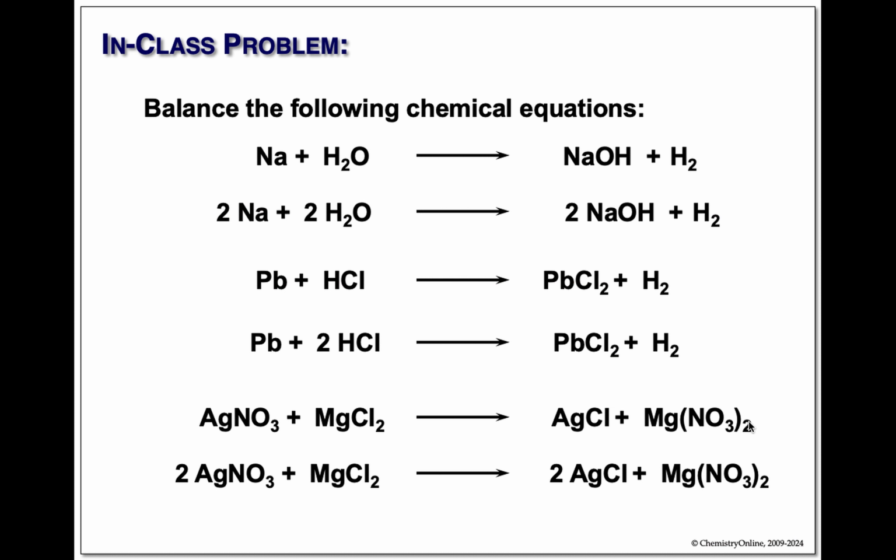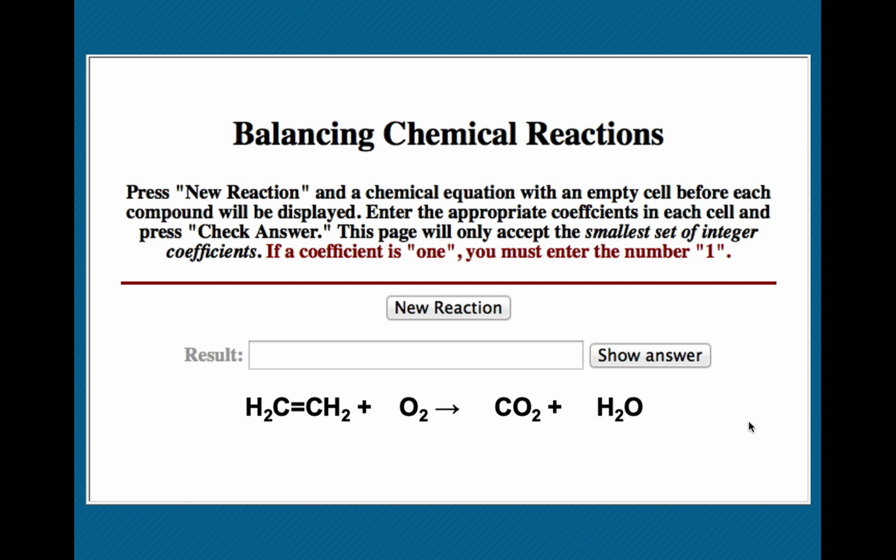Now, of course, there's a tutorial here. Balancing chemical reactions, it's called. On the one online, there will be little fields here. You simply enter the number. If there's only one of something, you have to put a 1 in. Same thing on Blackboard, a 1, and put in your numbers.